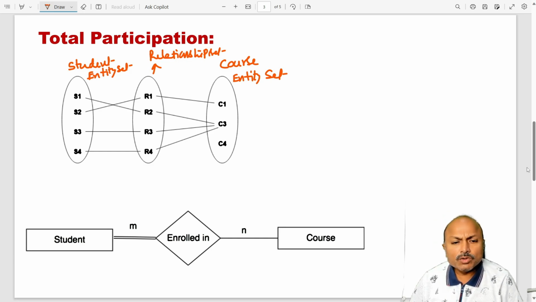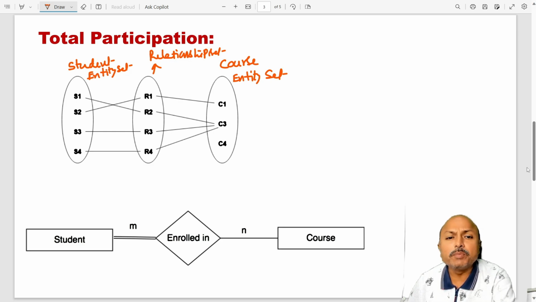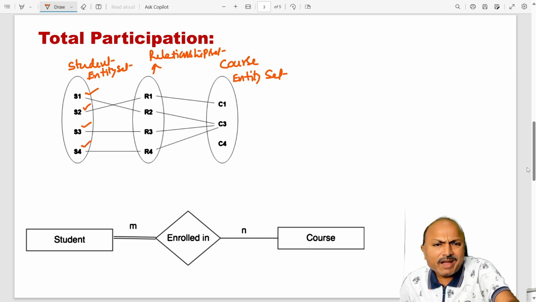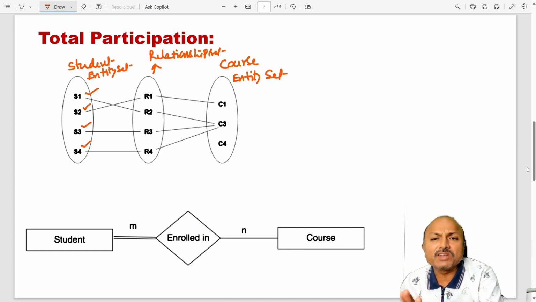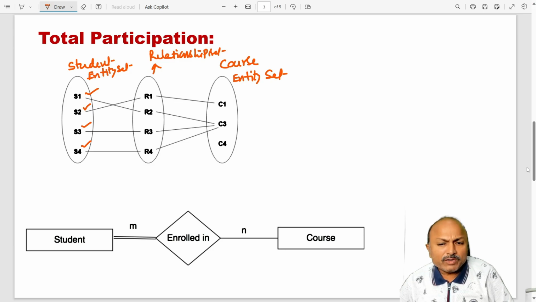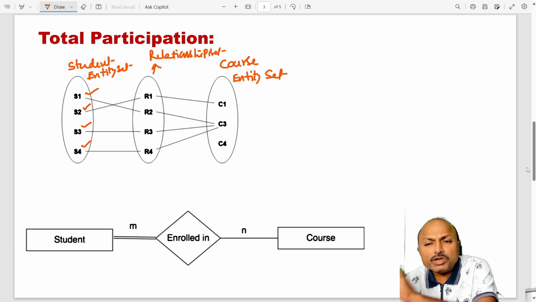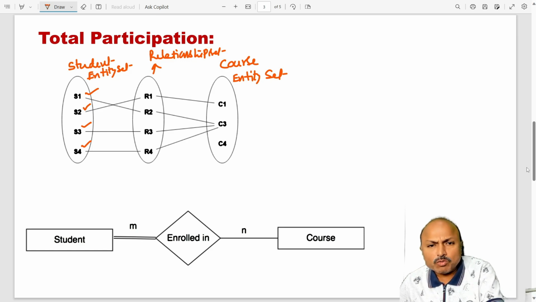So we can understand here, check whether the entities in the student entity set all have a relationship or not. See here, S1 has a relationship, no doubt. S2 also has a relationship. S3 also has a connection with the relationship. S4 also. So here we can see all the students, student 1, 2, 3, 4, all have a connection with the relationship set. So that means all the students are enrolled into the courses. Whatever the courses may be, all the students are enrolled into the courses.